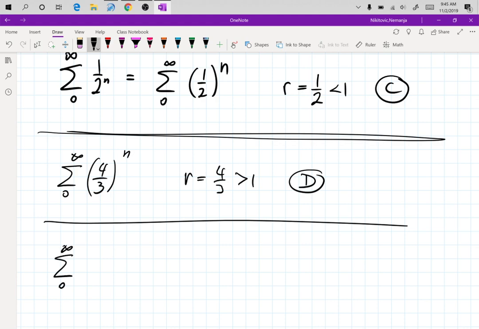Summation 0 to infinity. I'm going to put the problem that was on the NJIT Calculus 2 exam 11 years ago. That's when I was there. So 2 to the n plus 3 to the n divided by 5 to the n.